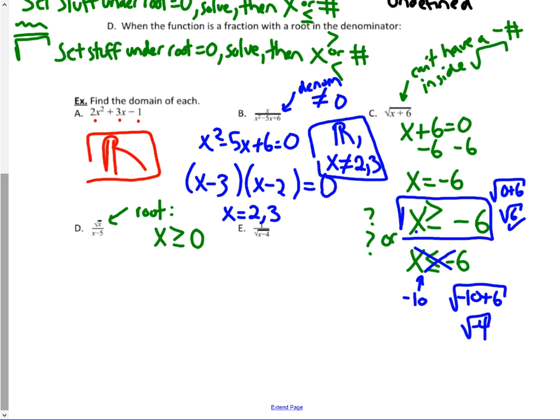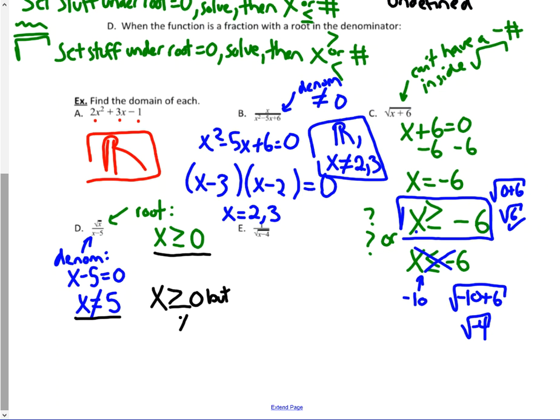Okay. In the denominator, however, our denominator can't equal 0, and that's only going to happen when x minus 5 is equal to 0. So when x is equal to 5, our denominator is going to be 0. That means x cannot equal 5. Let's look at both parts of these restrictions together. X must be greater than or equal to 0, and x cannot equal 5. So that's going to be our domain. X is greater than or equal to 0, but x cannot equal 5.